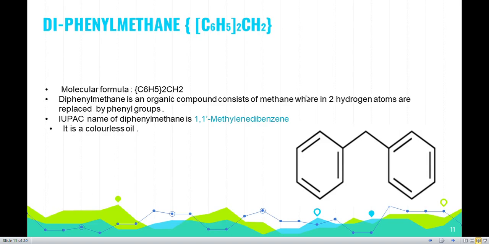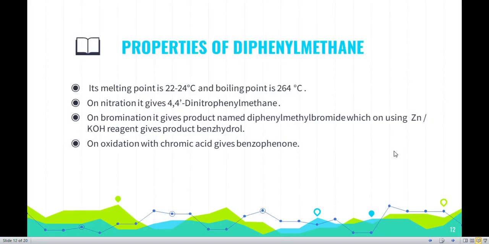First of all, the molecular formula of diphenylmethane is (C6H5)2CH2. Diphenylmethane is an organic compound consisting of methane wherein two hydrogen atoms are replaced by phenyl groups. The IUPAC name of diphenylmethane is 1,1'-methylenedibenzene. It is a colorless oil. Here is the structure of diphenylmethane, where the two phenyl groups are attached to the CH2 group.